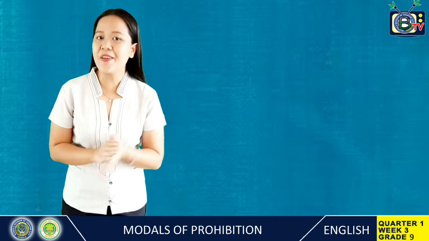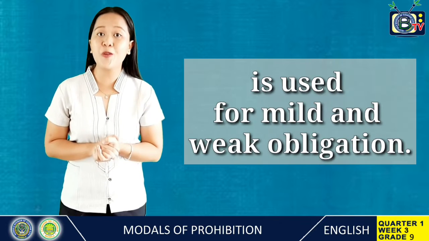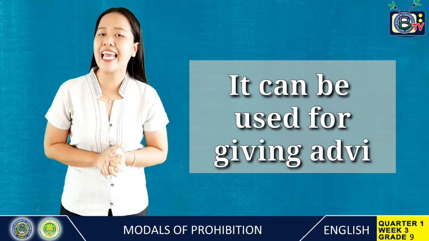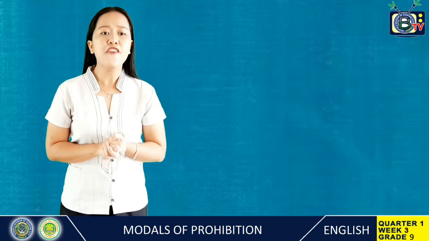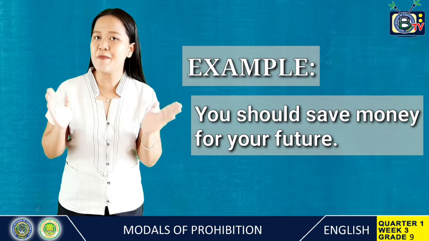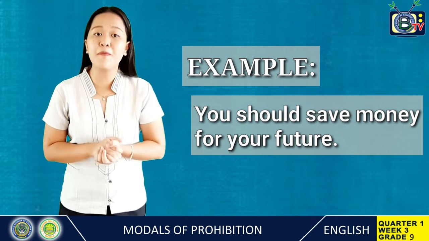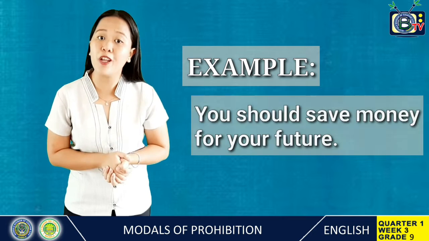And lastly, we have the modal should. Should is used for mild and weak obligations. It can be used for giving advice. For example, you should save money for your future. In this particular example, the obligation seems like an advice that the person has an option to follow or not.